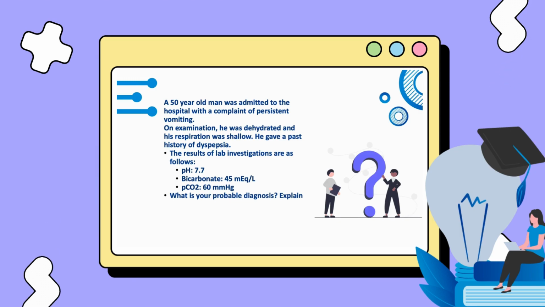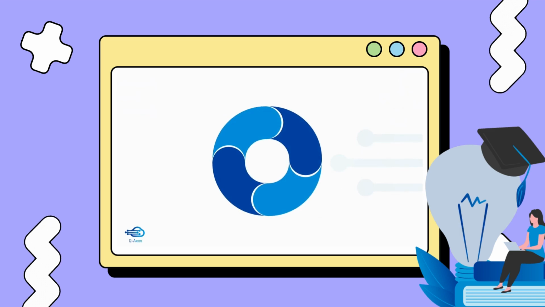Let's see what it is. So, we have a case with persistent vomiting. pH is increased to 7.7, pointing towards the diagnosis of metabolic alkalosis. What is this metabolic alkalosis?